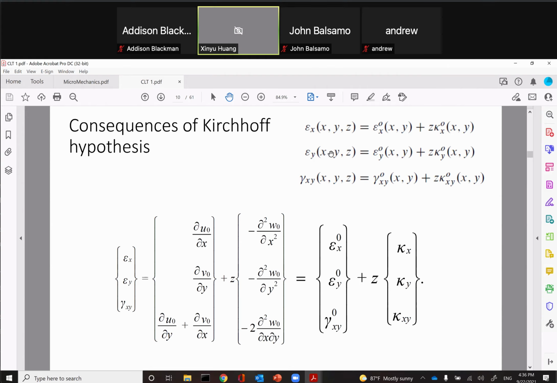The strain anywhere in the plate is the midplane strain plus the curvature multiplied by z. Z is the distance from that plane to the midplane.